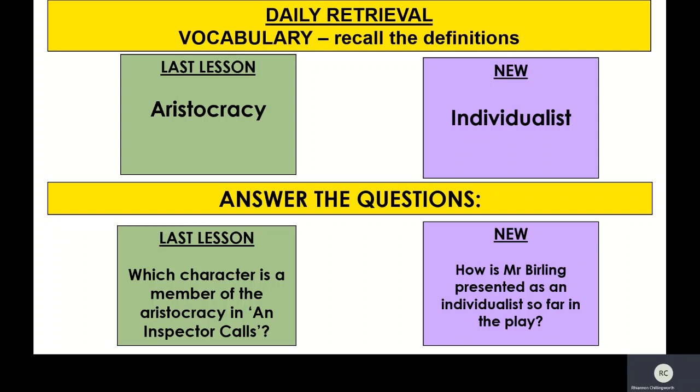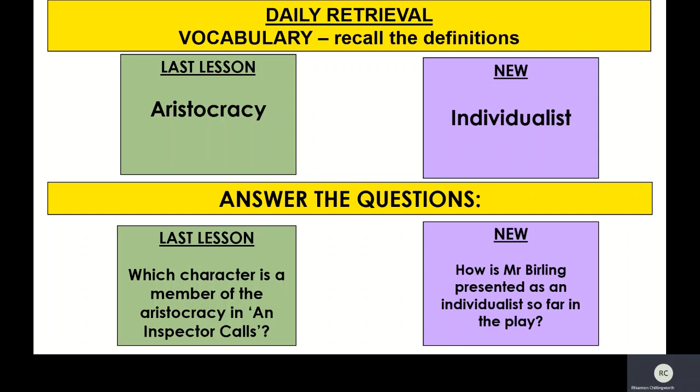So how has Mr Birling been presented as an individualist so far? Well, it hasn't been obvious as of yet, although you'll see as we read a little bit more of the play, his individualist behaviour is very, very clear. Mr Birling, as we know, is a capitalist. We know that he's a prosperous manufacturer, as we hear in the opening stage directions. And capitalism, as we have learnt, is about the individual pursuit of wealth.